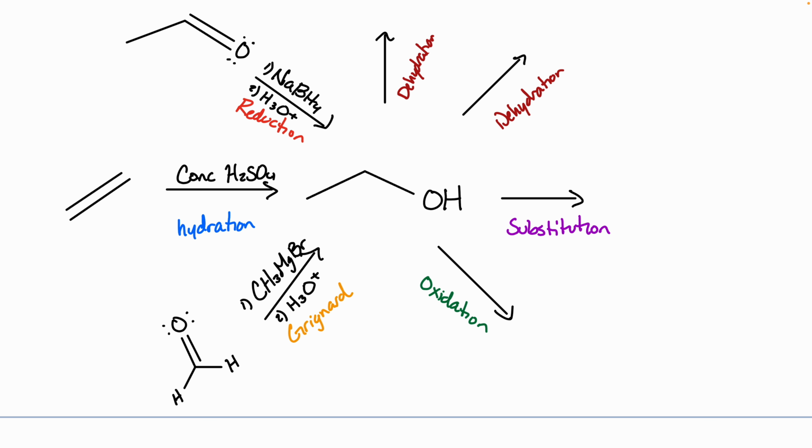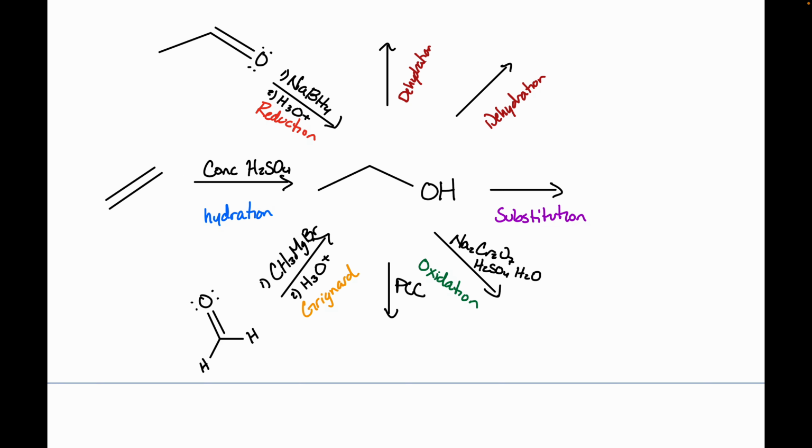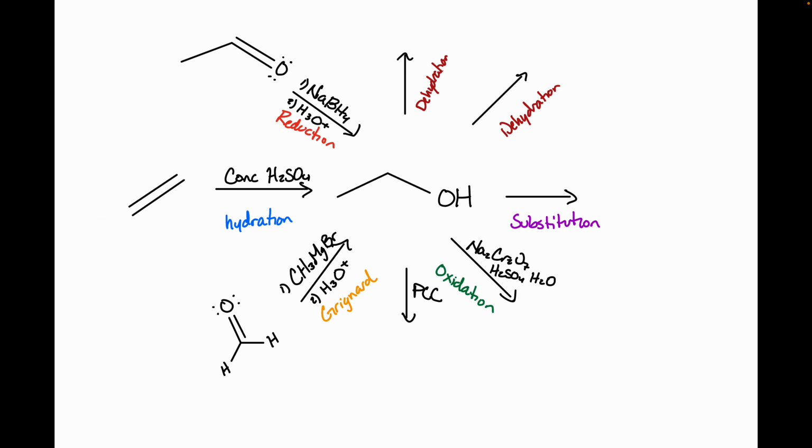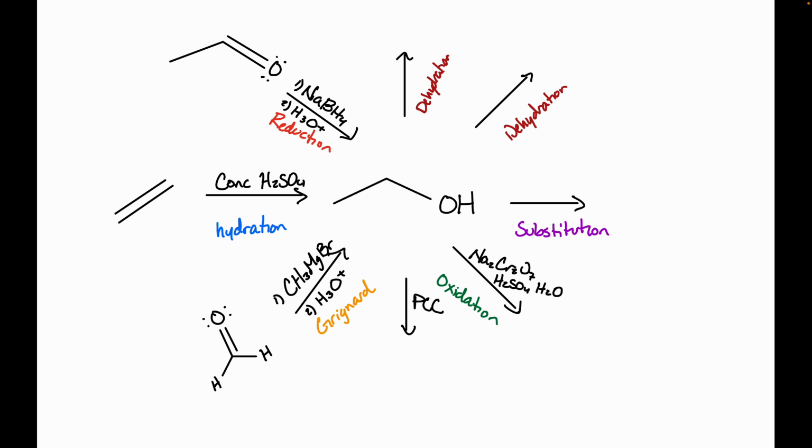All right, oxidation. We could do 2 of them here. One using our weak oxidizer like PCC, or our strong oxidizer like sodium dichromate. Our weak oxidizer would give us what functional group? An aldehyde. Whereas our strong oxidizer would give us what functional group? Carboxylic acid.